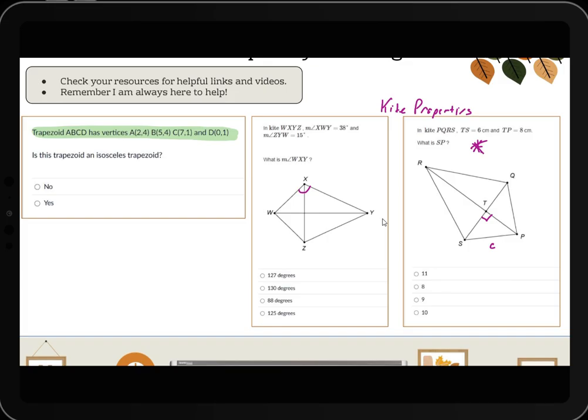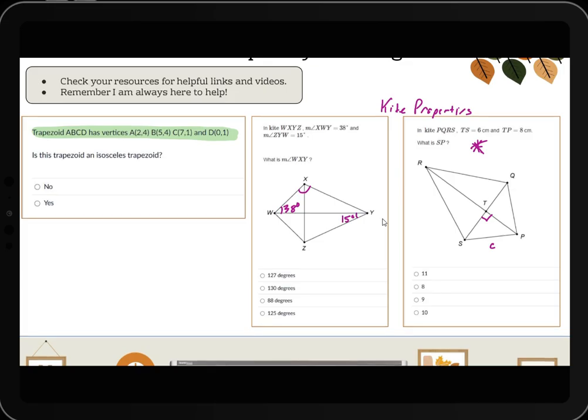And then again, in this example in the middle, I would refer back to your slides that we talked about over kite properties to help you break down the different angles. For example, they're giving you 38 degrees right there. They're telling you ZYW is 15 degrees. So how can you use your knowledge of the relationship of the diagonals of a kite to help you figure out all of the angles necessary so that you can determine this exact angle right here? That would be my challenge to you as you're going through this and thinking about that problem. And that slide would be very helpful in that.